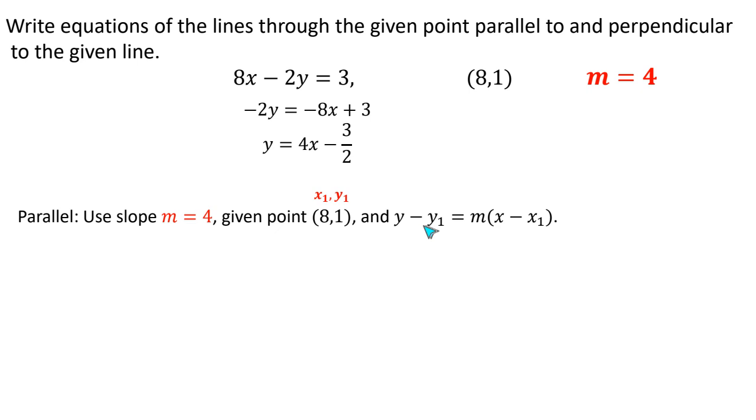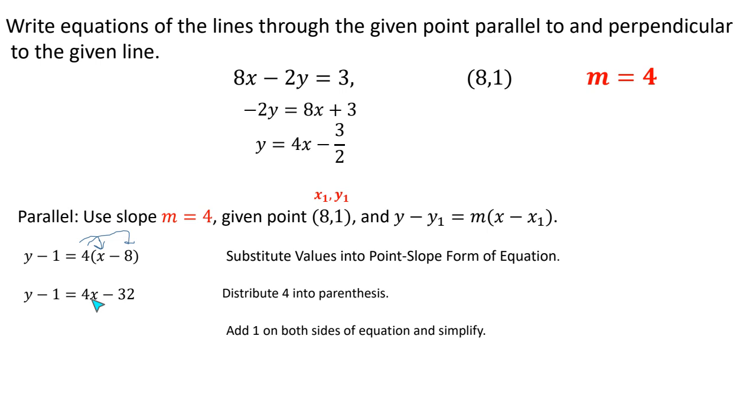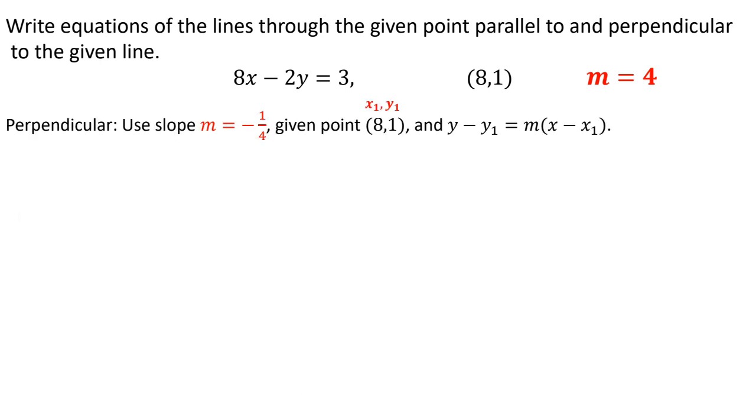And then we're going to use the point slope formula. So we have y minus y1 is equal to m times x minus x1. Substitute our values. So we get y minus 1 is equal to 4 times x minus 8. Distribute the 4. So we end up with 4x minus 32. Add the 1. And so our answer would be y equals 4x minus 31. So again, for parallel lines, you use the same slope.